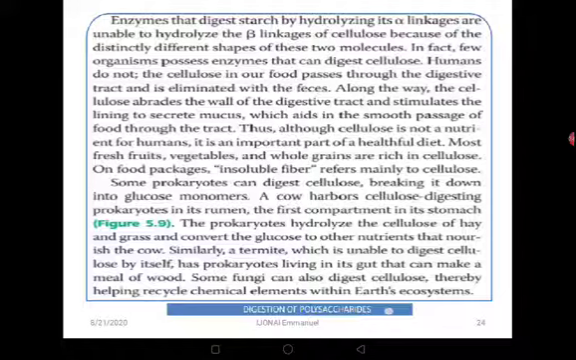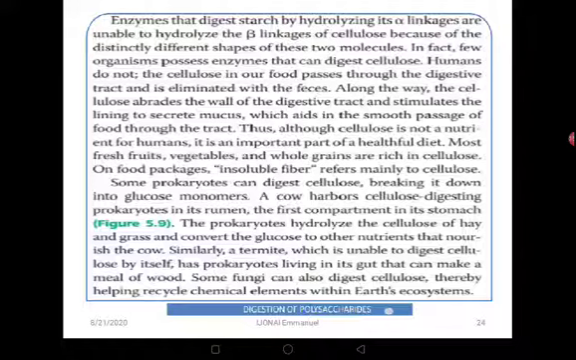The prokaryotes hydrolyze the cellulose of hay and grass and convert it to glucose and other nutrients that nourish the cow. Similarly, termites, which are unable to digest cellulose by themselves, have prokaryotes living in their guts that can convert cellulose in the wood into glucose that is usable for these organisms. Some fungi can also digest cellulose, thereby helping recycle chemical nutrients within the Earth's ecosystem.